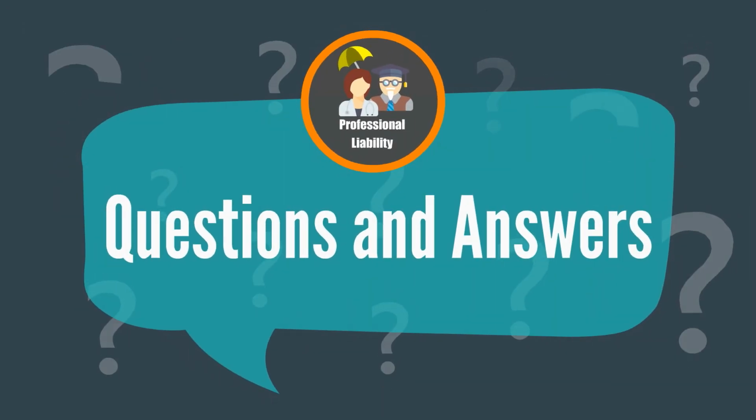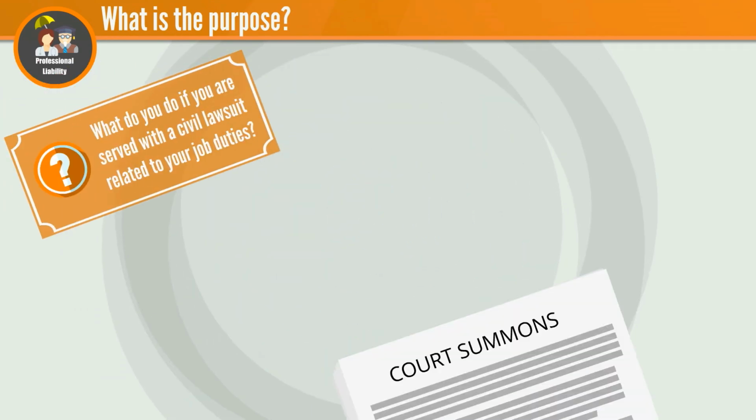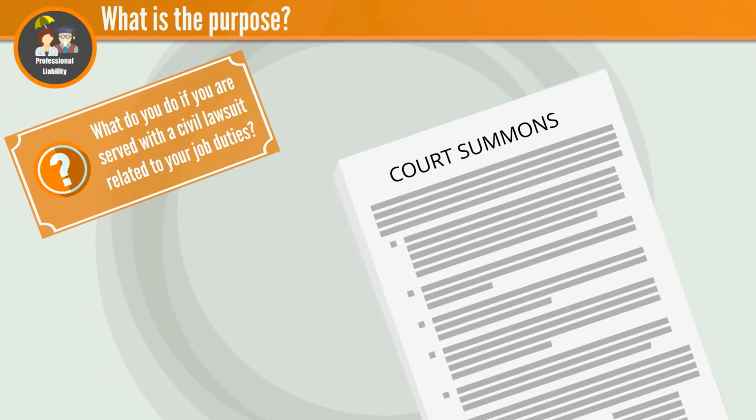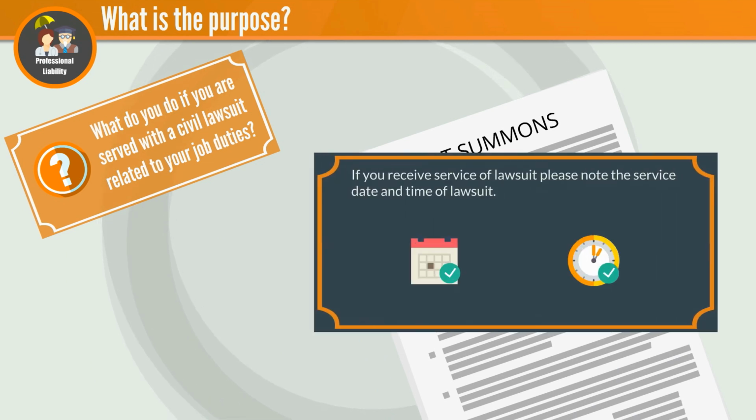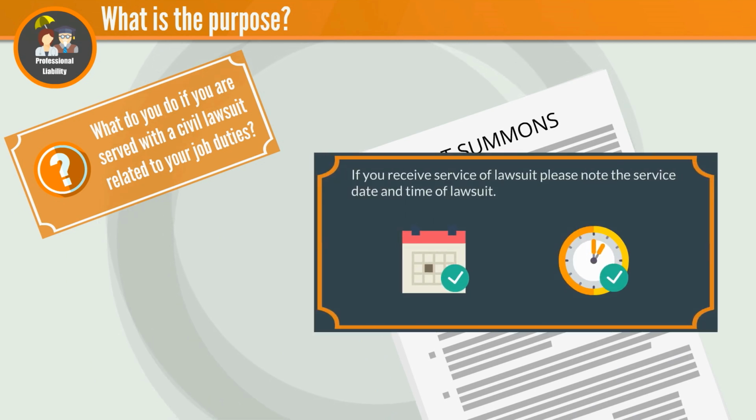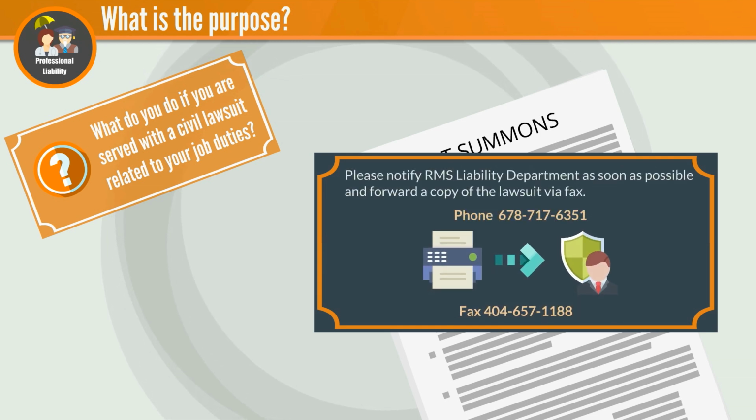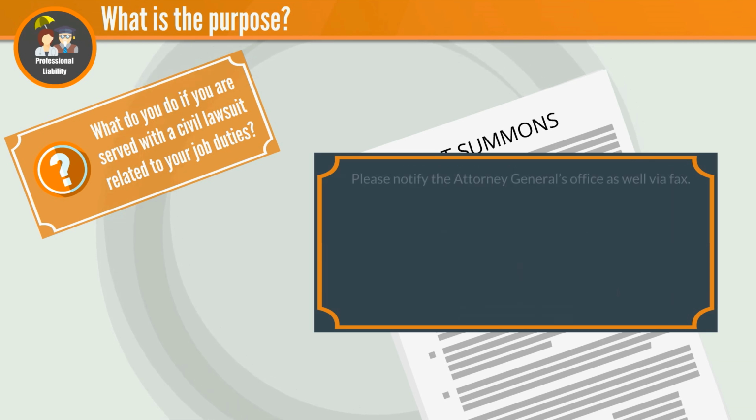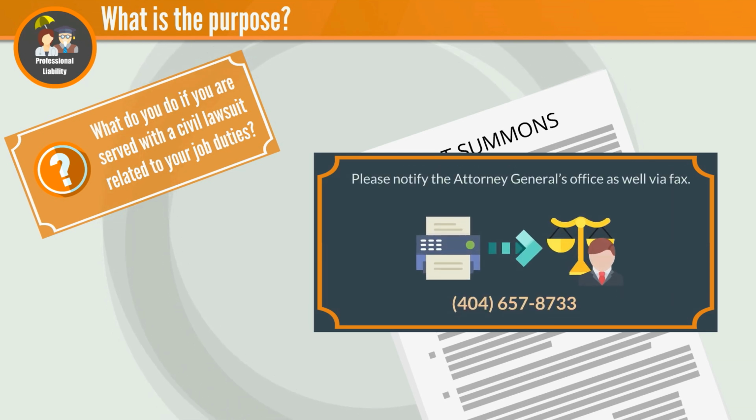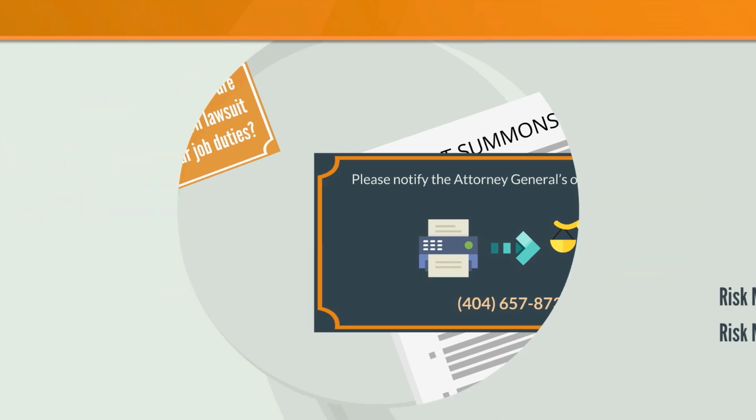Professional Liability Q&A. What do you do if you are served with a civil lawsuit related to your job duties? If you receive service of a lawsuit, please note the service date and time of the lawsuit. Please notify the Risk Management Liability Department as soon as possible and forward a copy of the lawsuit via fax. Please notify the Attorney General's office as well via fax.